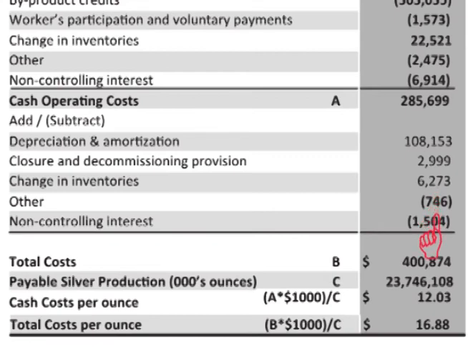There are some other miscellaneous costs and credits. There is a credit for non-controlling interest. We add together the costs and credits. We then divide the total by the number of silver ounces produced to attain the total cost per ounce. For Pan American, the total cost adds to just over $400 million, and they produced a little over 23.7 million ounces of silver. Dividing the total cost by the ounces produced gives Pan American a total cost of $16.88 per ounce. So that is total cost.